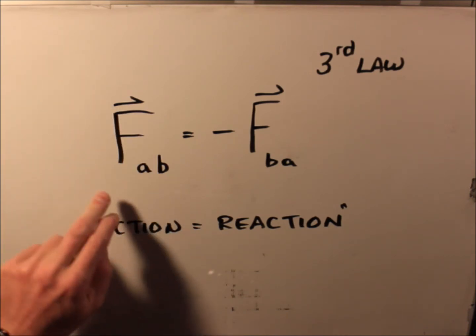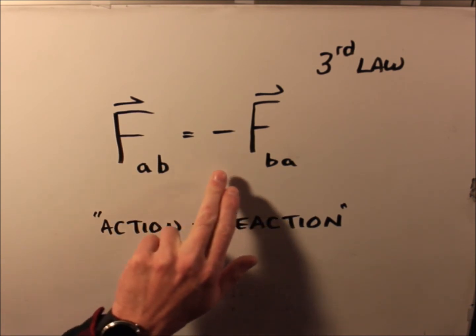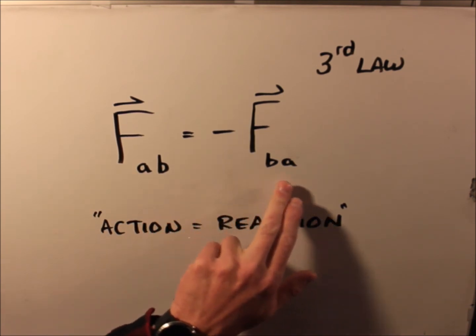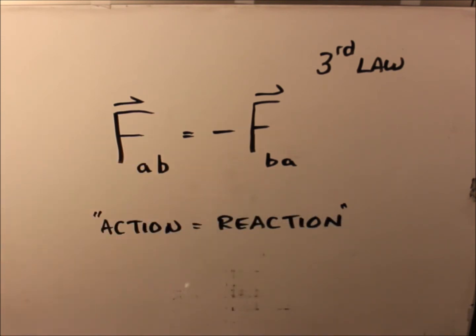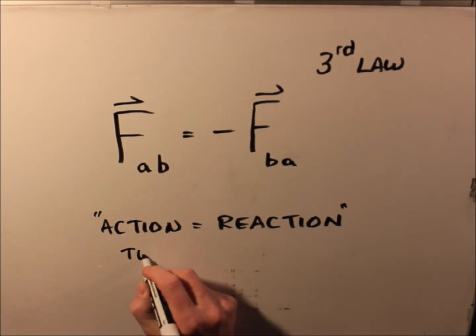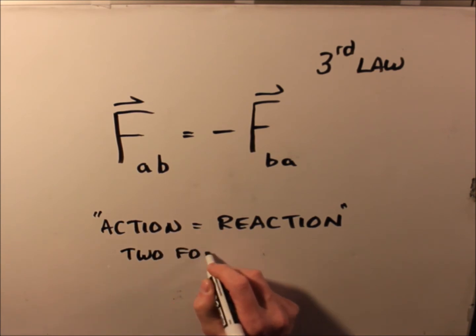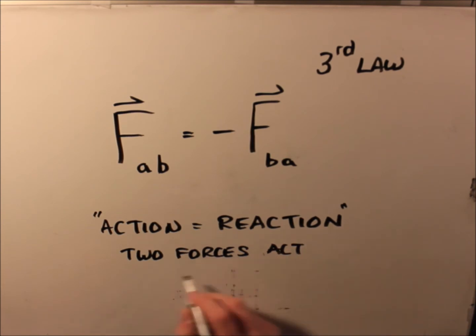We have the force on A due to B. Here we have the force on B due to A. So in other words, these two forces are acting on different objects. These two forces act on different objects.